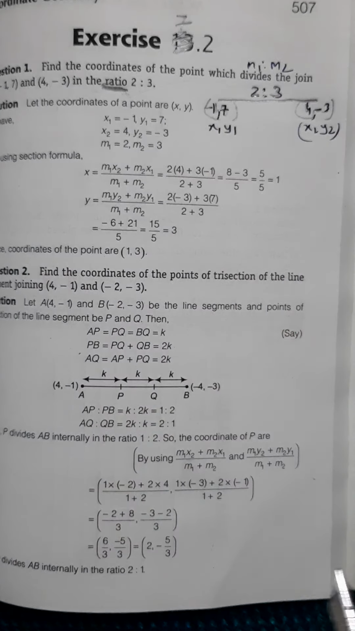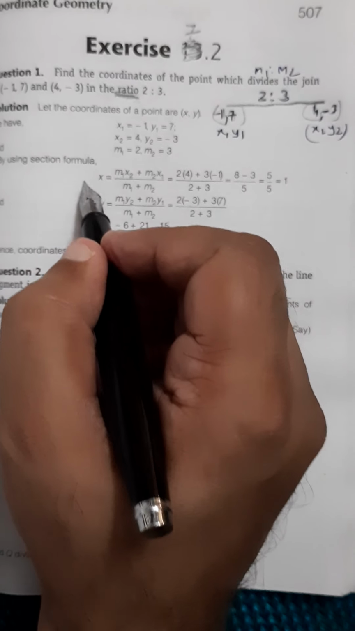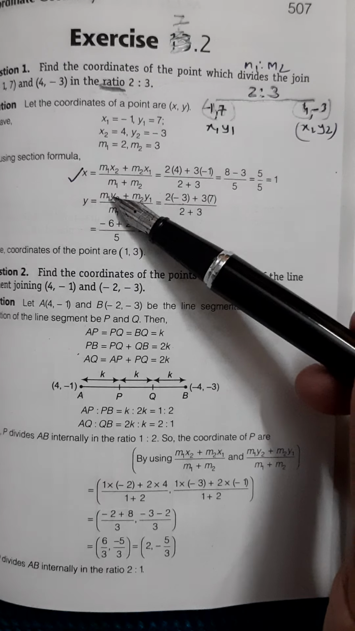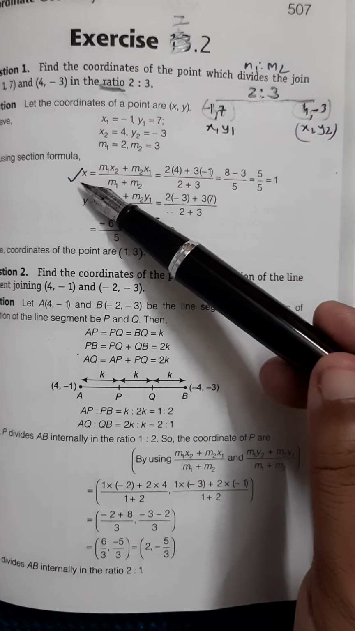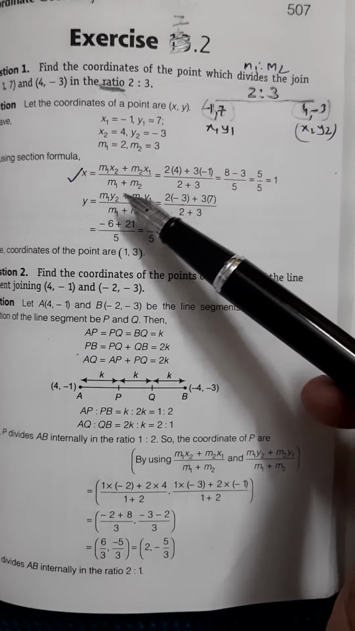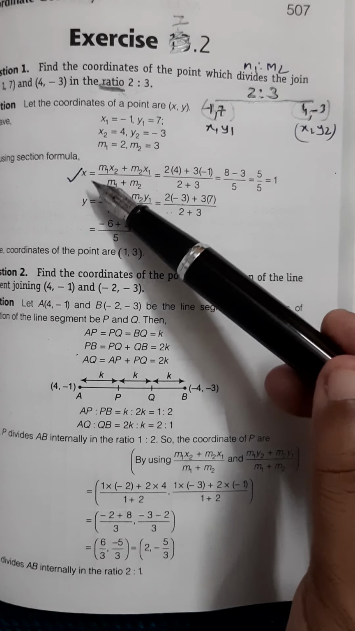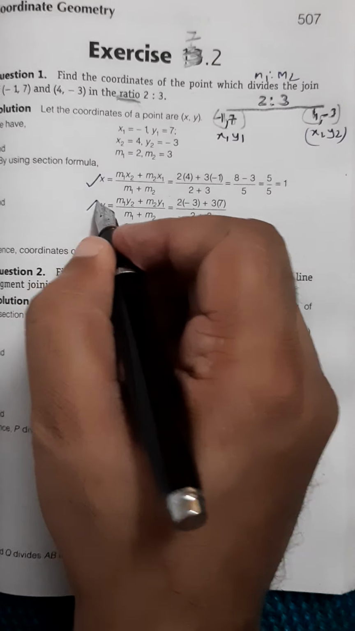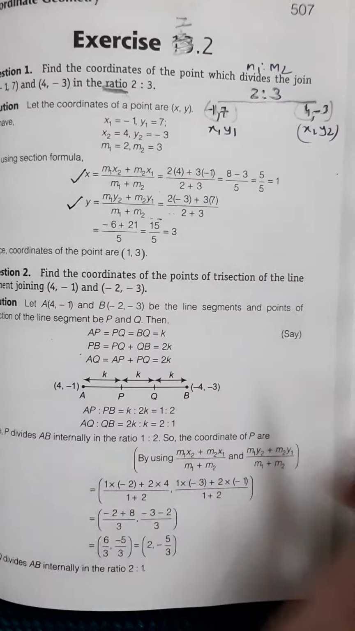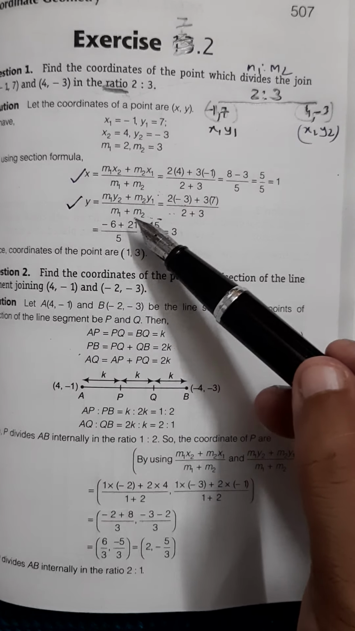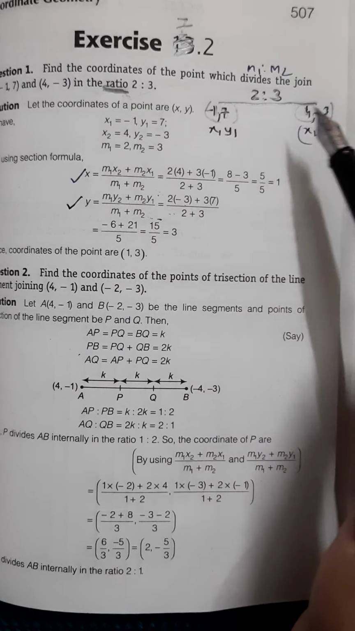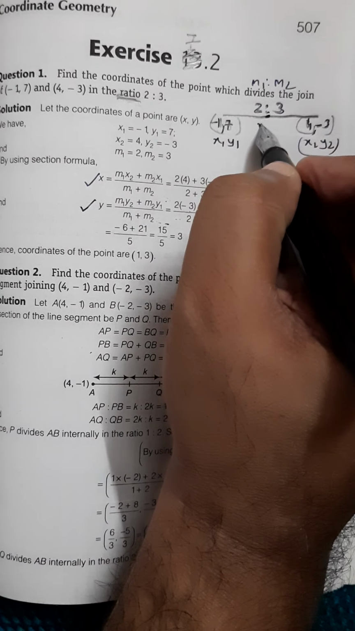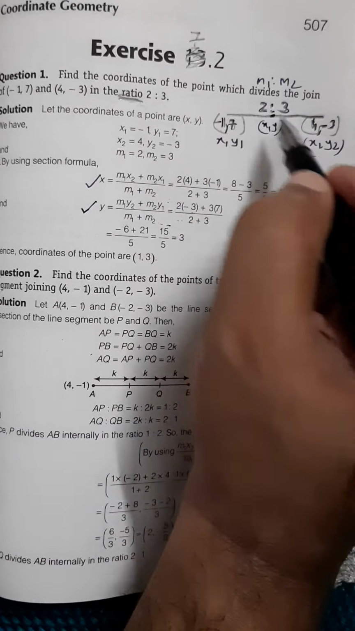Now what is the section formula? This is the section formula: x is equal to m1 x2 plus m2 x1 divided by m1 plus m2. Please note this formula. This is the way to find out the value of x, and the y value is the same, only replace the x with y. So m1 y2 plus m2 y1 divided by m1 plus m2. So this is your x1 y1, this is your x2 y2, this is m1 and m2. The question is to find out the coordinates x y which divides this line in the ratio 2:3.